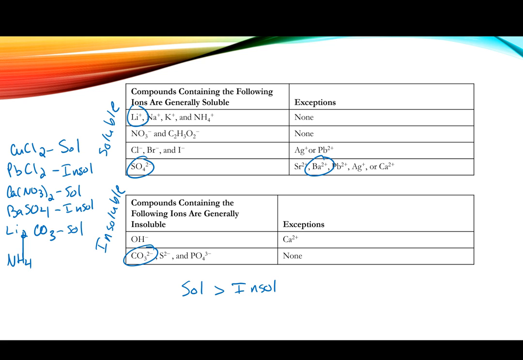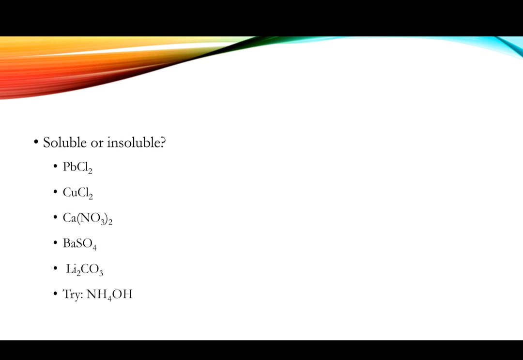Same thing with ammonium hydroxide. Ammonium's up here in soluble, hydroxide's down here in insoluble, but soluble always takes precedence. So ammonium hydroxide is soluble. So we just did those.